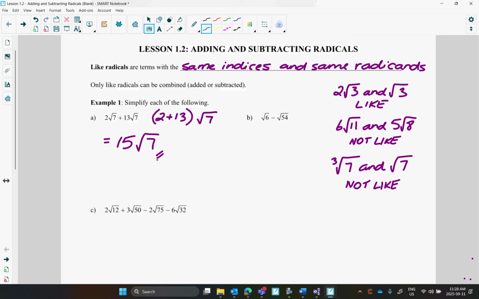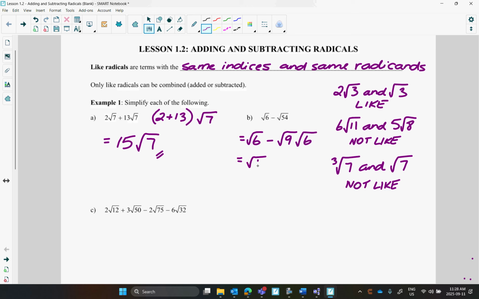Like or unlike? Unlike. But could I do something to one of them? Could I simplify this one? This is the same as root 6 minus, how would I break this down? Highest perfect square that goes into 54. Tell me the highest perfect square number first. 9, which means this is 3 root 6. Good.